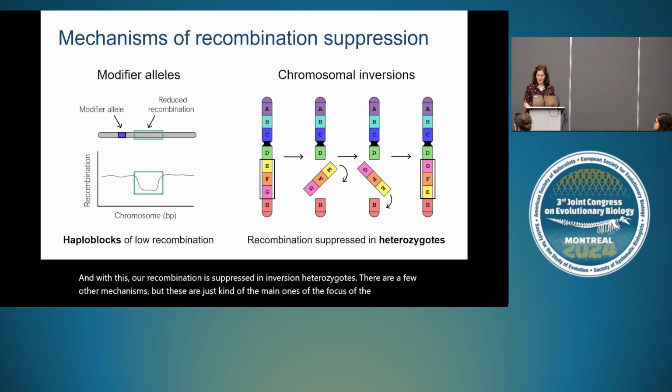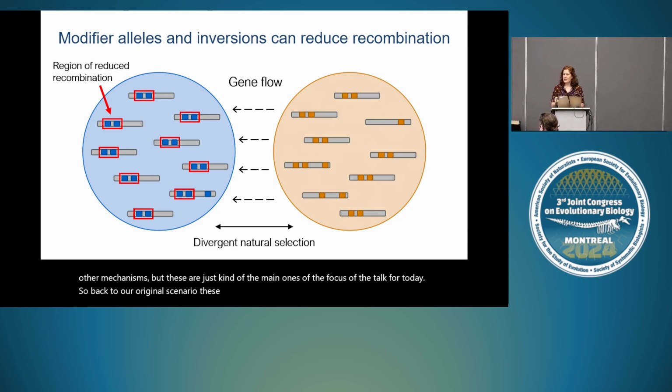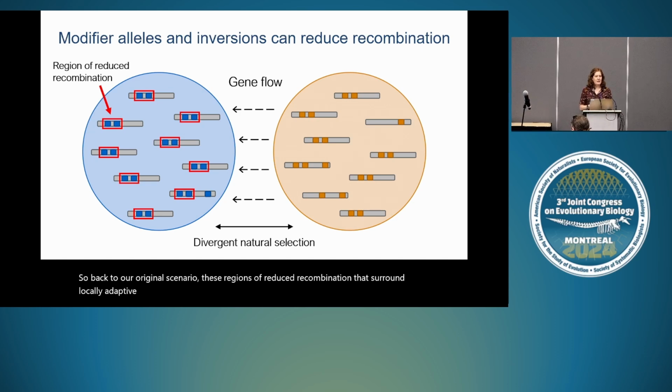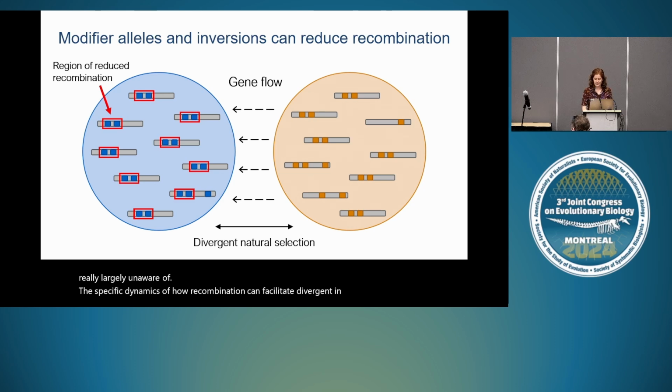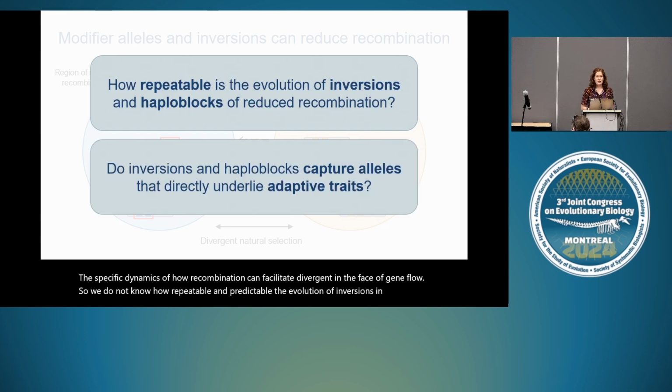So back to our original scenario, these regions of reduced recombination that surround locally adaptive alleles might manifest as general haploblocks of low recombination or chromosomal inversions that differ between the populations. However, we're still largely unaware of the specific dynamics of how recombination can facilitate divergence in the face of gene flow. So we do not know how repeatable and predictable the evolution of inversions and haploblocks are, and whether these regions directly underlie adaptive traits. And this is exactly what we are uncovering in the system that we work on.